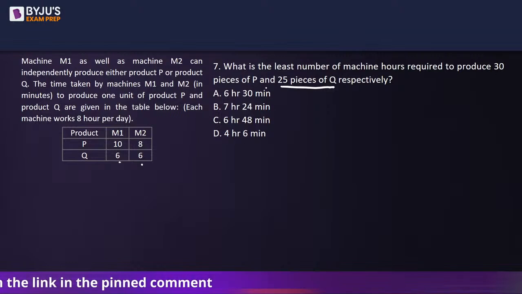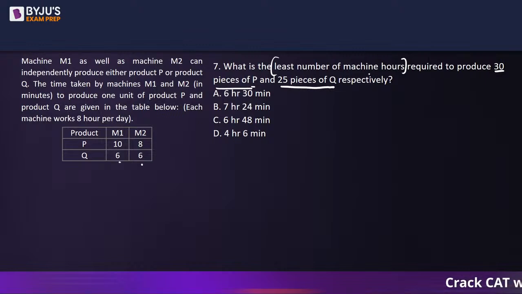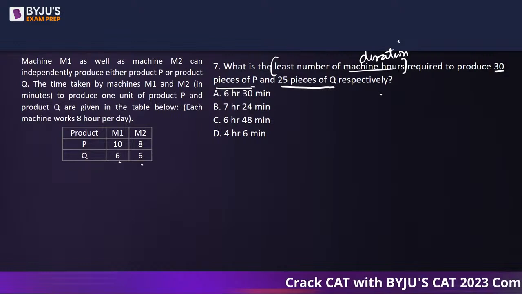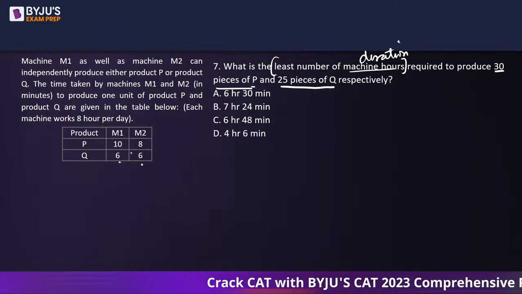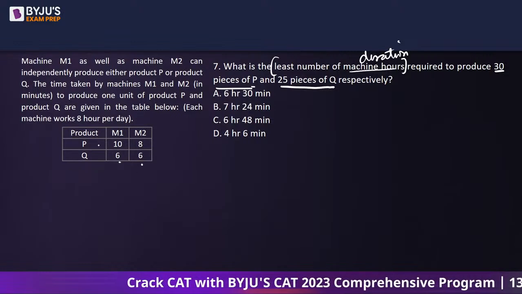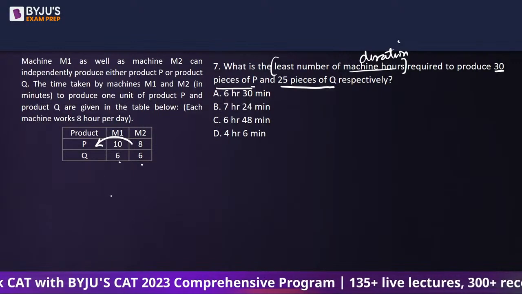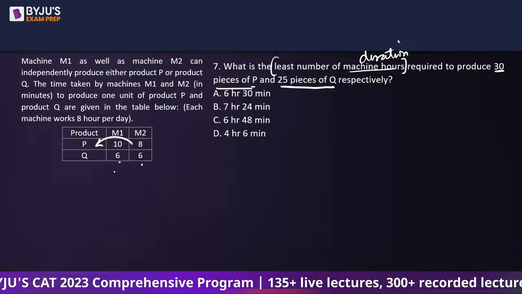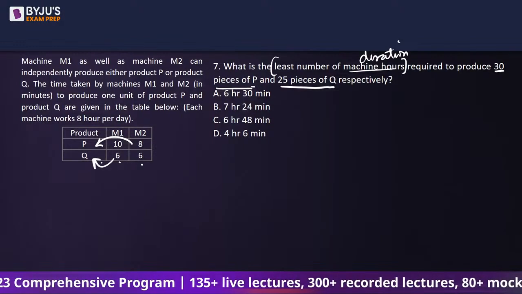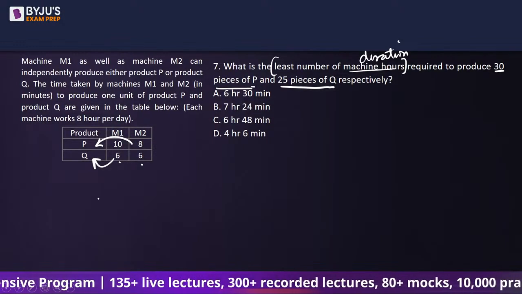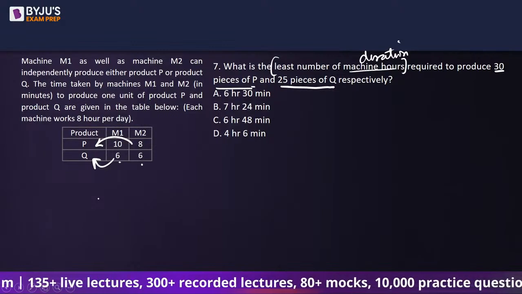Now we want P to be produced quicker because we need the least number of machine hours. This is not machines, it is machine hours. So we are talking about the least duration that we need, right? This is only going to work efficiently if P is being produced by M2. And while M2 is producing P, M1 should be producing Q in that meantime, right? So let's start with Q first.